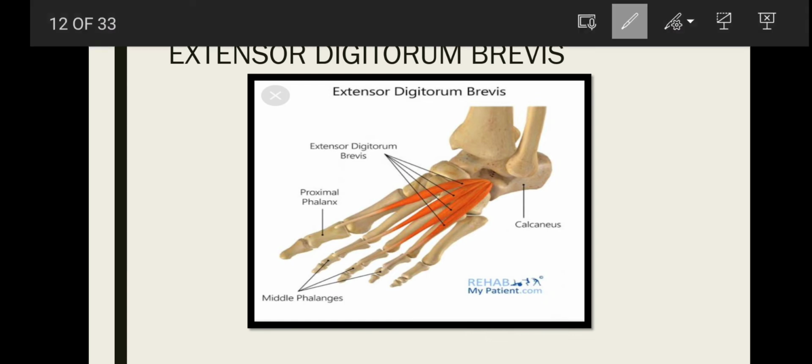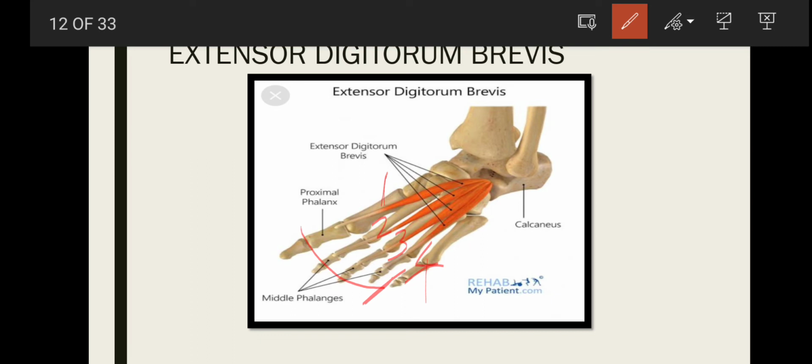Okay, so in this, this is the first one, second tendon, third and the fourth. So this muscle divides into 4 tendons for the medial 4 toes. Okay, this is towards the medial 4 toes, these 4, not here, these 4. Okay, medial 4 toes.